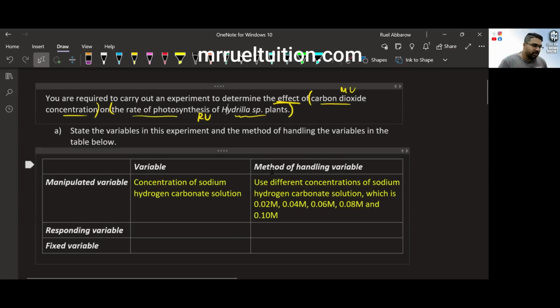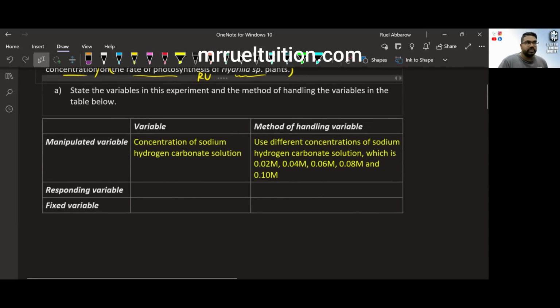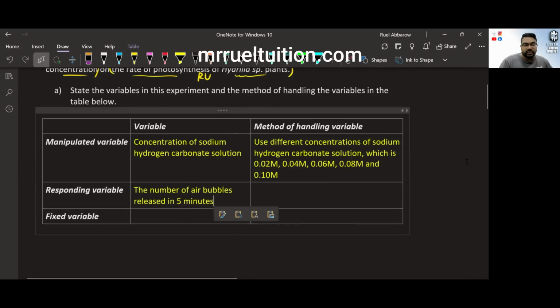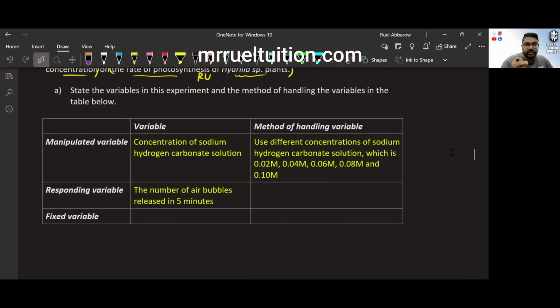So when you give your variable here, give the practical variable. That would be the number of air bubbles released in 5 minutes. So according to the procedure in the textbook, we set the time to 5 minutes every time. And then you count the number of air bubbles that are produced within those 5 minutes.